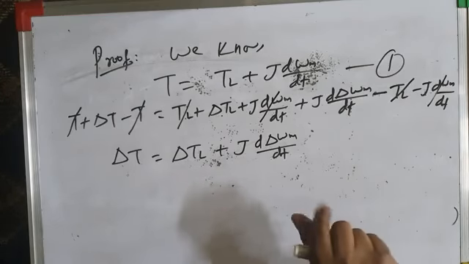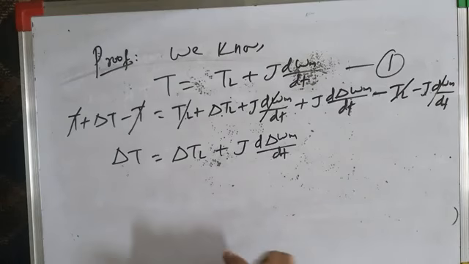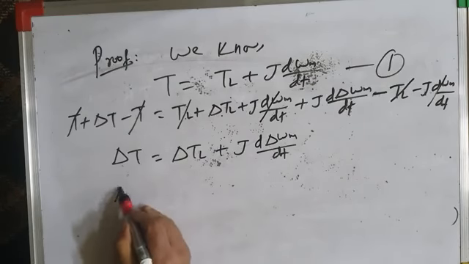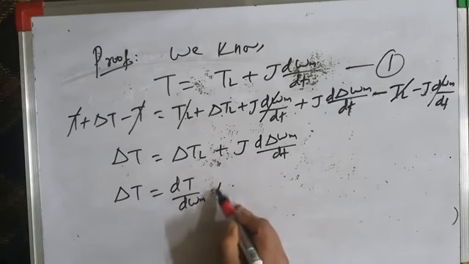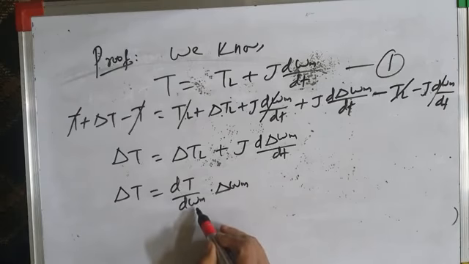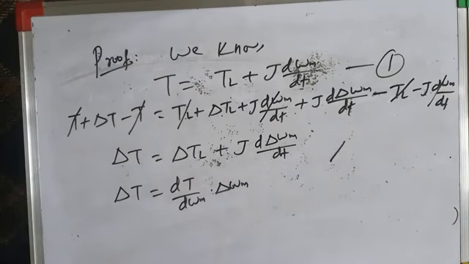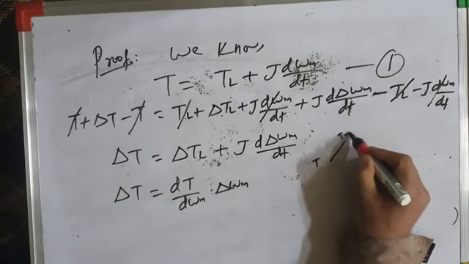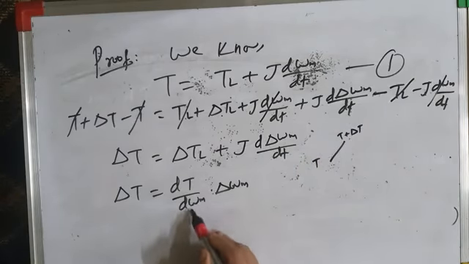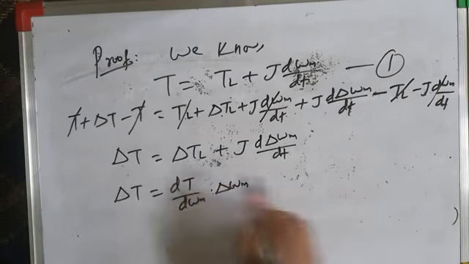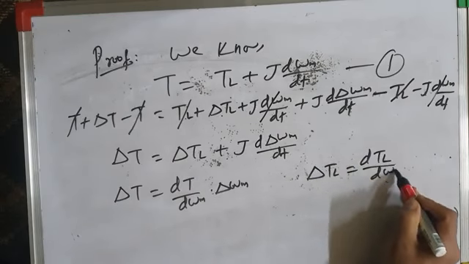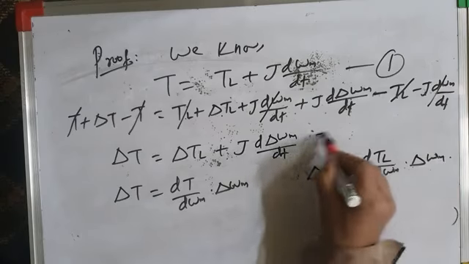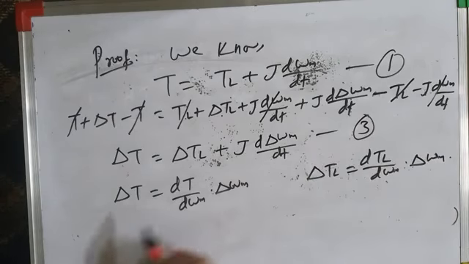they are governed by a straight line, a linear thing. Then this delta T can be written as dT by d omega m into delta omega m, where dT by d omega m is the slope of this curve. This is T and this is T plus delta T, and its slope is dT by d omega m, into delta omega m. Similarly, what is delta TL? Delta TL is dTL by d omega m into delta omega m.